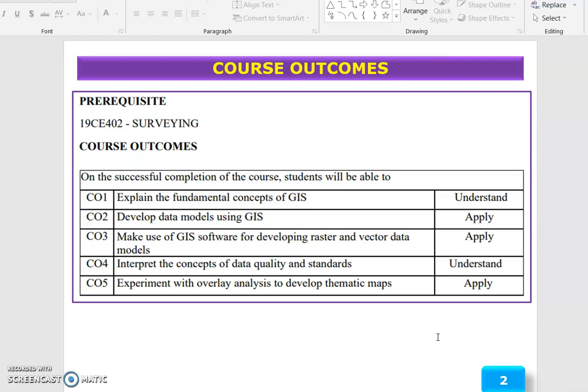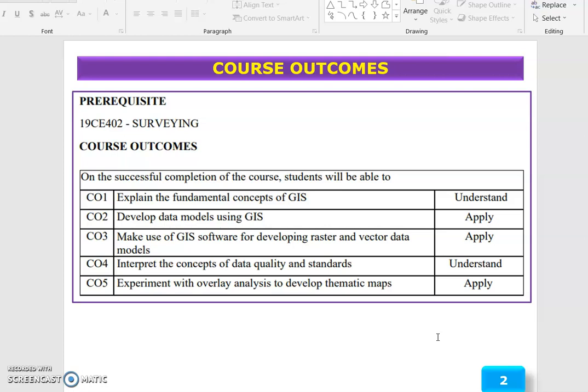The prerequisite and mandatory course for this course is 19CE402 Surveying. Why? Because surveying is the art of determining the relative earth features in the environment. If you know the basic fundamentals of surveying, it is very easy to understand the GIS concept. We can interlink both of them, and we can apply the GIS concept into surveying.